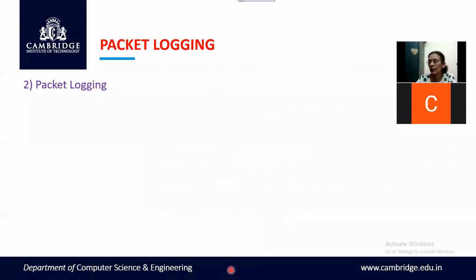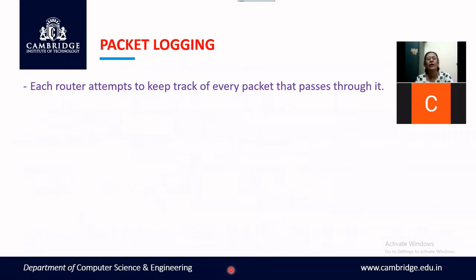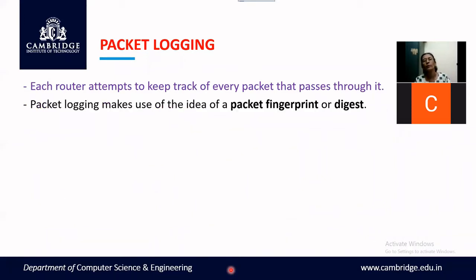Next, we see packet logging. Here, each router attempts to keep track of every packet that passes through it. Packet logging makes use of the idea of a packet fingerprint or digest. Now, here, the router has to keep information about the packet. The packet size is going to be very large. We can't possibly store it. Instead, we take a fingerprint or a digest of the packet. That is, we take a hash of the packet.